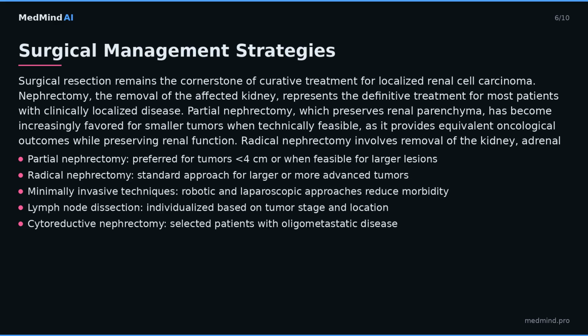Key points: partial nephrectomy, preferred for tumors less than 4 cm or when feasible for larger lesions. Radical nephrectomy, standard approach for larger or more advanced tumors. Minimally invasive techniques, robotic and laparoscopic approaches reduce morbidity. Lymph node dissection, individualized based on tumor stage and location.